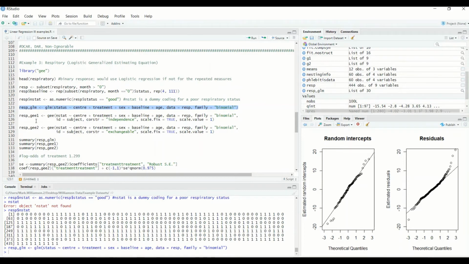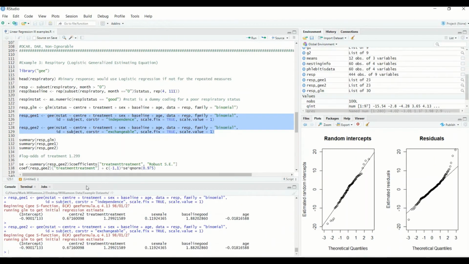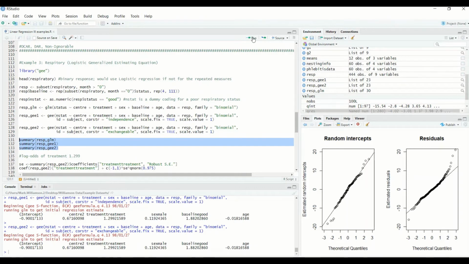But then we also want to create our generalized estimating equations. So we'll use nstat instead here. Otherwise, same setup. Then our ID, so that's our random effect, is going to be our subject. And then for our correlation structure, we're going to just try independence. And then we'll do another one where we have it as exchangeable. So run those as well, and then we'll take a look at each of these.